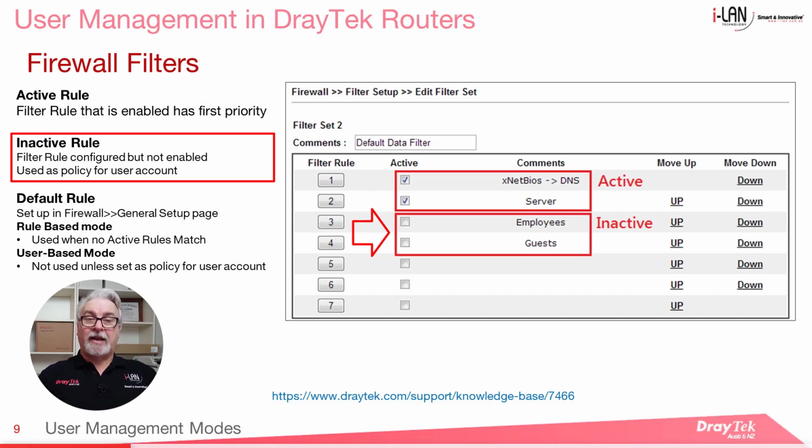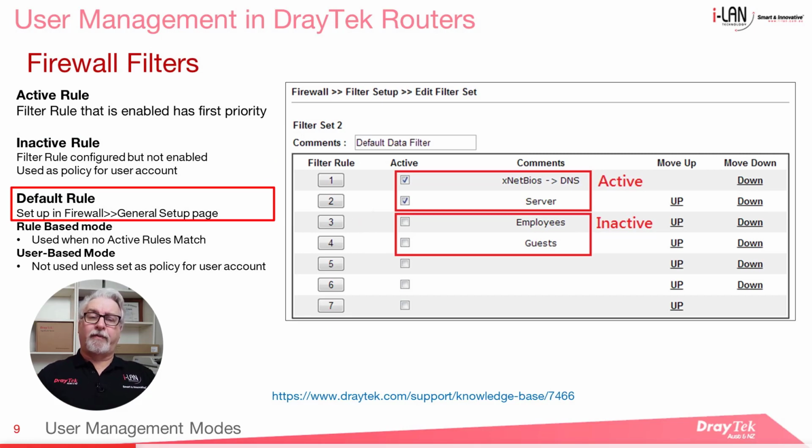The next type is an inactive rule. Here the firewall filter is configured but is not enabled. This can be used as a policy for a user account. The final type is the default rule. This is the firewall rule set up in the Firewall General Setup menu page. In rule-based mode, the default firewall rule is used when there are no active rule matches. In user-based mode, default rule won't be applied unless it is set as a policy for a user account.